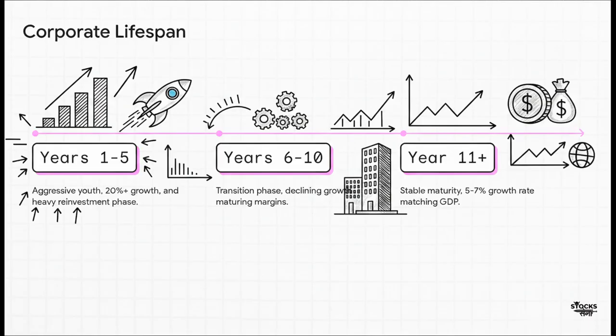We start with aggressive youth in years 1 through 5. That's your 20% plus growth, heavy reinvestment, grabbing market share phase. But then, we step down smoothly during a transitioning midlife in years 6 through 10. As the company gets larger, maintaining that massive growth gets a lot harder, and margins start to mature. Eventually, by year 11 and beyond, the company parks at a stable maturity rate. This is usually around 5 to 7%, perfectly matching long-term GDP. At this point, it's just a pure cash generator.